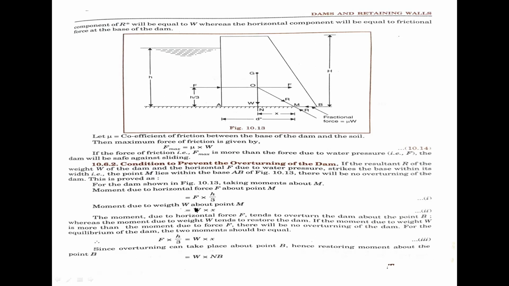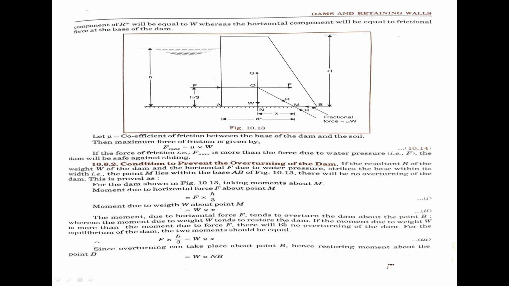Now the moment due to weight W about point capital M. This is the weight of the dam, so W into distance small x, the distance from W to M. W into x is equation 2. Now, of these two moments, the moment due to horizontal force capital F tends to overturn the dam about the point capital B, whereas the moment due to weight W tends to restore the dam.